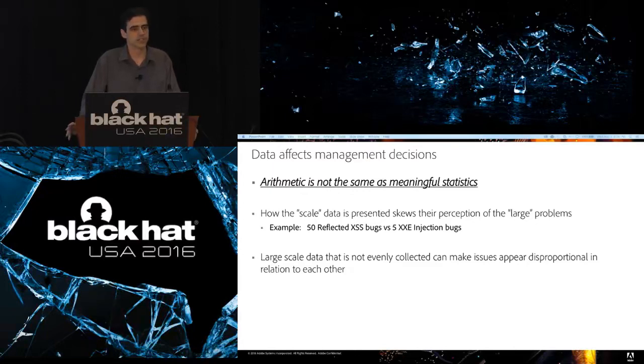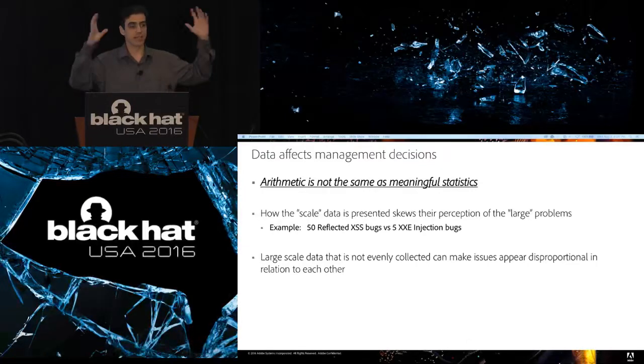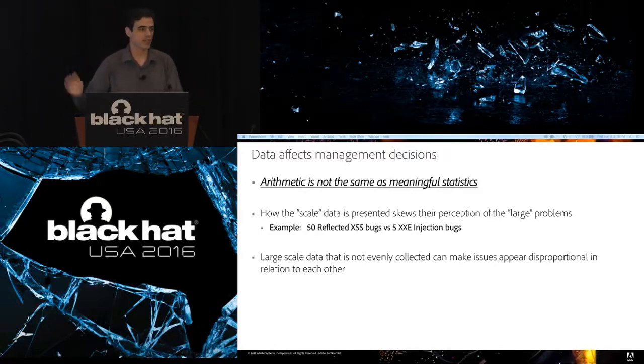So, for instance, let's say you do a web app pen test, and you have 50 reflected cross-site scripting bugs, and you've got 5 XXE injections, right? 50 is the bigger number. You ran it at scale and you got a bigger number. And so that appears to be the bigger problem because there's more of those. But depending on your environment, those 5 XXEs, which can give you command line injection on the OS, may be the thing you're actually more concerned about, even though the number is smaller.